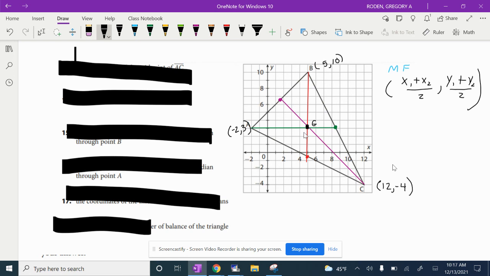Why do they not bisect each other? So you see the green median. Do you see the red median? Are those two bisecting each other? No, I see. Why not?